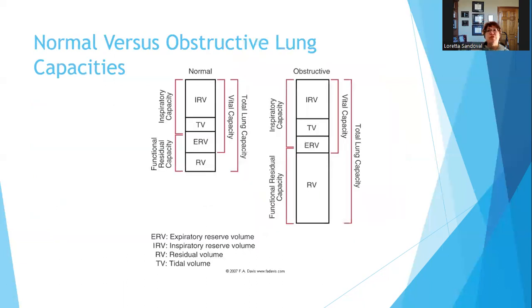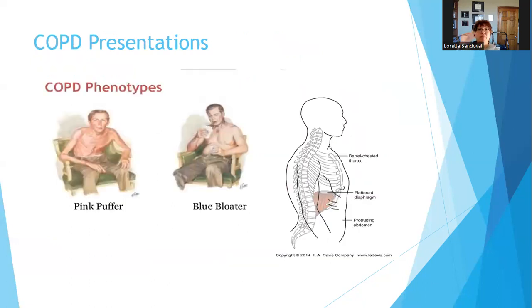So normal lung versus an obstructive lung: in a normal lung, the vital capacity is more of the total lung capacity. In an obstructive lung, the vital capacity is less of the total lung capacity, so you have less vital capacity. That's the real upshot of obstructive lung disorders, less vital capacity. You just don't have as much leeway in what you can do and still be able to breathe. So that's going to affect your functional mobility, and we'll talk about how.